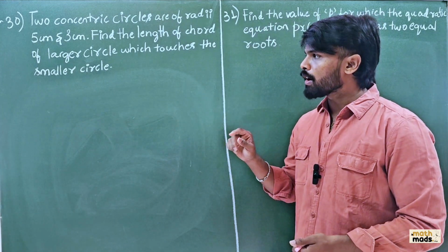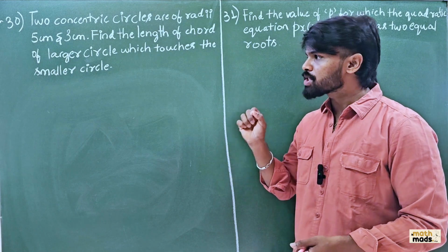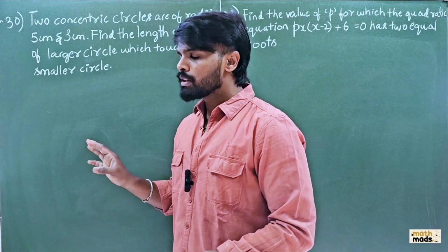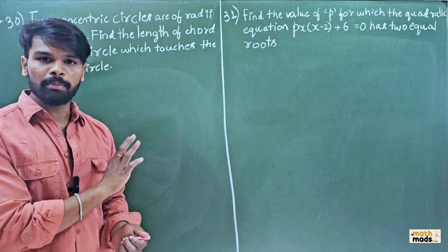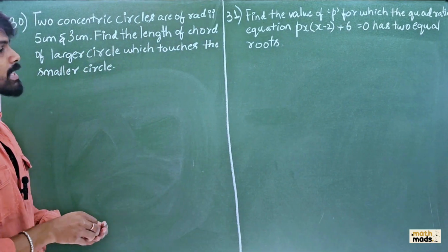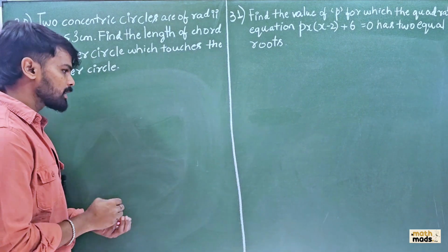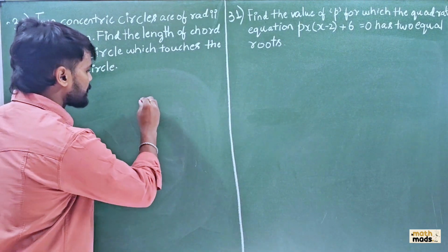Find the length of the chord of the larger circle which touches the smaller circle. Now, this is the question given. This is what they'll give. We have to construct our own diagram and solve the problem. Two concentric circles. You all know how concentric circles are formed. I'll just draw a rough figure.